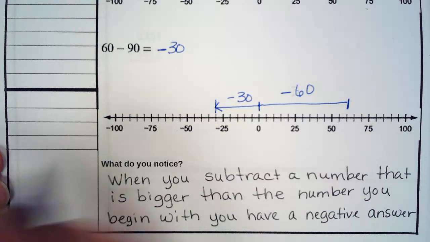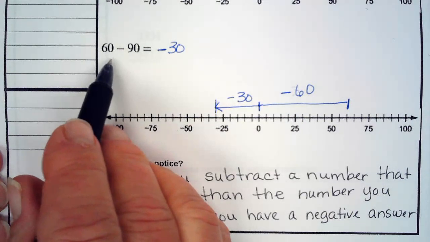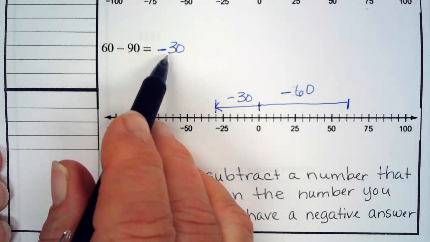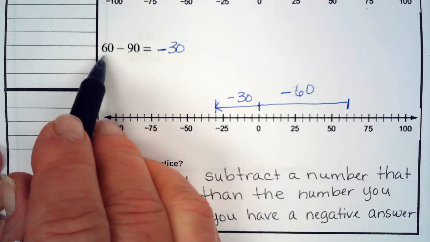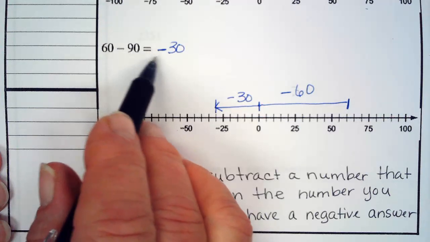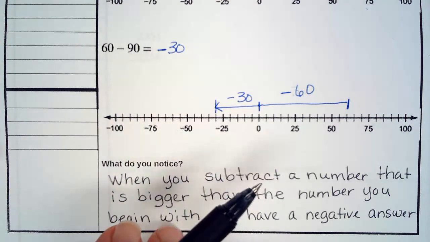So, 60 is smaller than 90, negative 30. 70 es menos que 90, negativo 30.